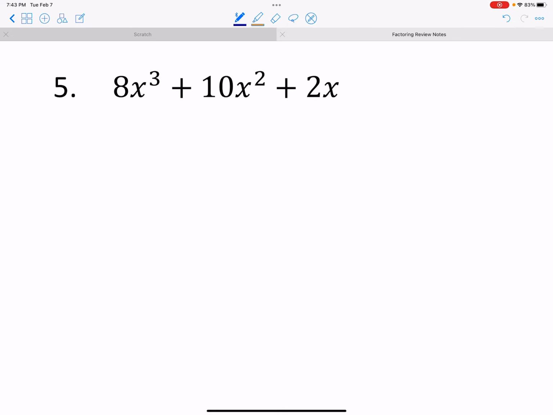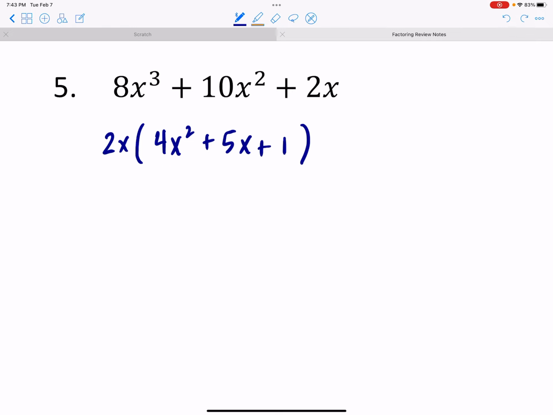So notice these all have something in common. They all have a 2x in common. I'm going to factor that out first. That's going to leave me 4x squared plus 5x plus 1. And so now this trinomial, I'm going to continue to factor.